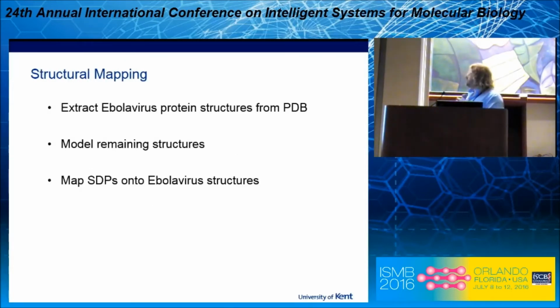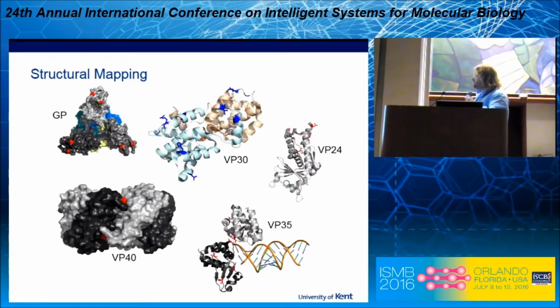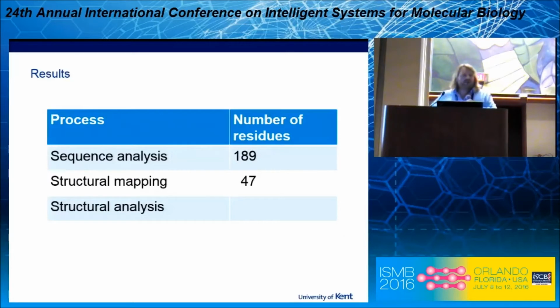So we extracted the structures that were available. We did a little bit of extra modelling, not very much. And then we mapped the STPs onto the ebolavirus species, on proteins. And as you can see here, we have some nice structures, and we've mapped on the specificity determining positions. So overall, we are only able to map on 47 of the 189 STPs, and this is partly because, for example, L has 66 STPs, and we don't have a structure available for it.